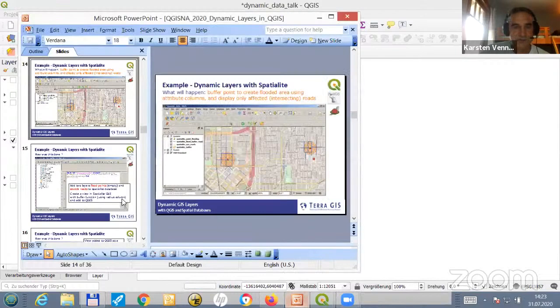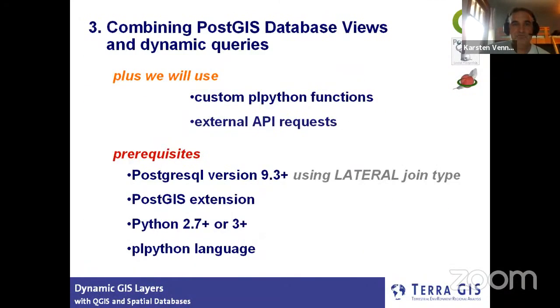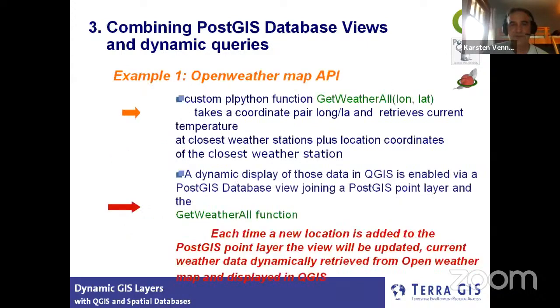Let me just go to what's happening here. So let's explain that from the beginning. We will use a custom PL/Python function and an external API request. And there are certain prerequisites to run that. We need a lateral join in the view, which is available from PostgreSQL 9.3 on, the PostGIS extension installed, Python 2.7 or higher, or you could also use Python 3. My example is Python 2.7. And you need to have the PL/Python language installed.